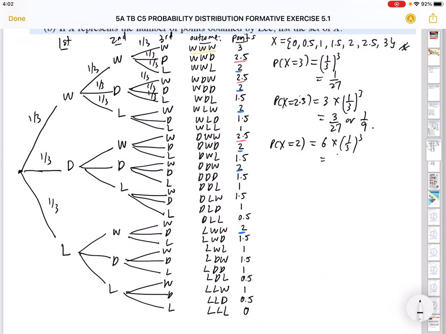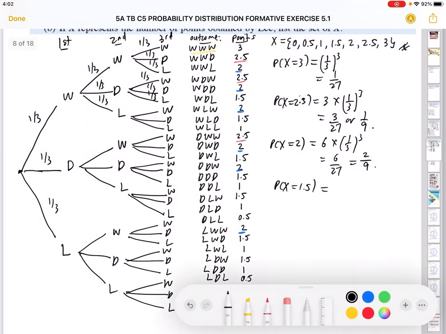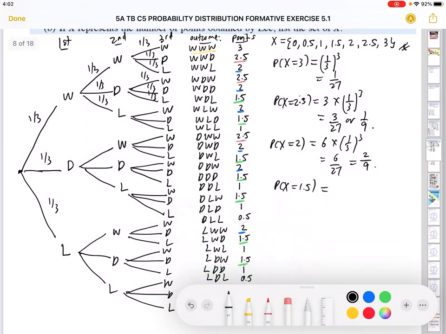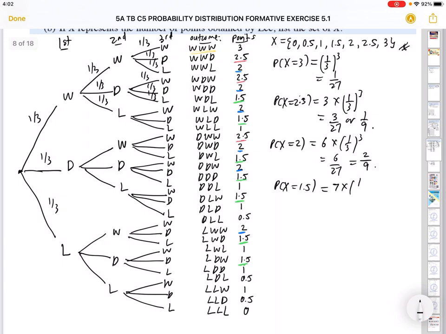Then let's look at 1.5. What's the probability of getting 1.5? Let's count. I'm going to use green, since I haven't used it. 1.5 is 1, 2, 3, 4, 5, 6, and 7. There are 7 cases where he gets 1.5 points. So 7 times 1/3 to the power 3, which is 7/27.